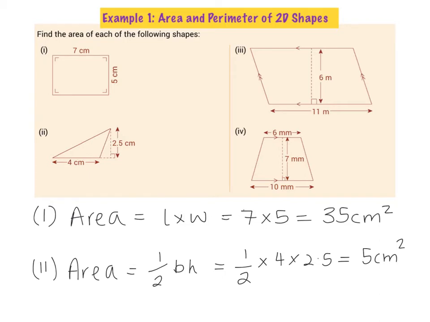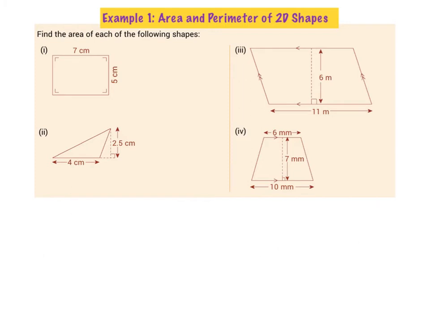So notice how I got the area of the rectangle, length by width, and it works out 35 centimeters squared because it's units squared. Area of the triangle then is half the base by the height. The base is 4, the height is 2.5, and we get 5 centimeters squared. Now let's look at the parallelogram and the trapezium and see if you can get these answers.